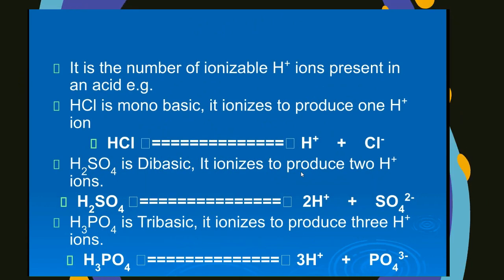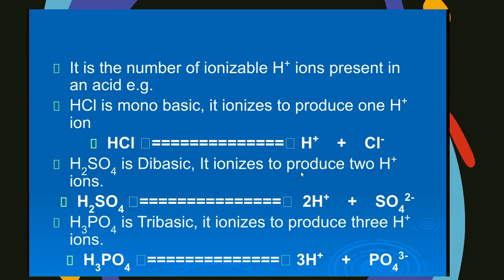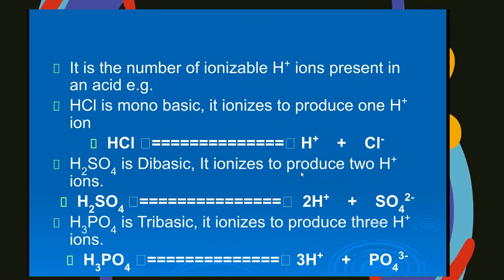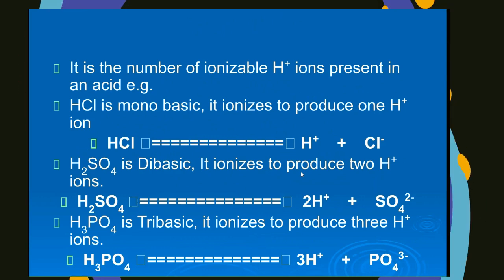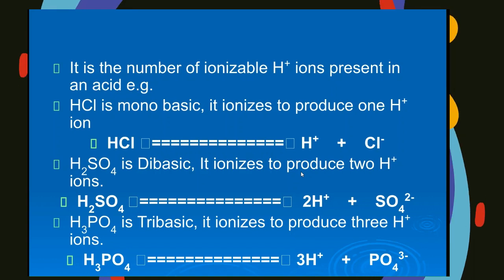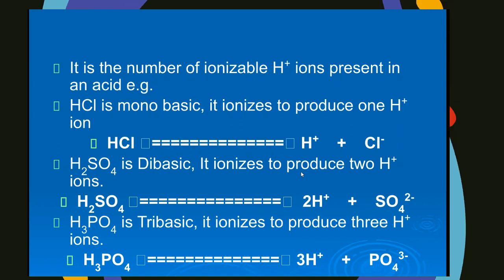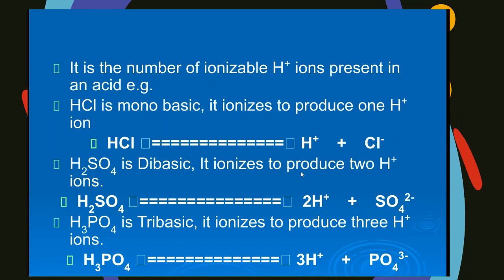Now, basicity is the number of ionizable H+ ions present in an acid. For example, HCl is monobasic. It ionizes to produce one H+ ion. Okay, HCl gives H+ plus Cl-. Let's understand why it is said to be monobasic. We need only one OH- ion, because we have one H+. So for that neutralization, we need only one OH- ion. That's why it's said to be monobasic.